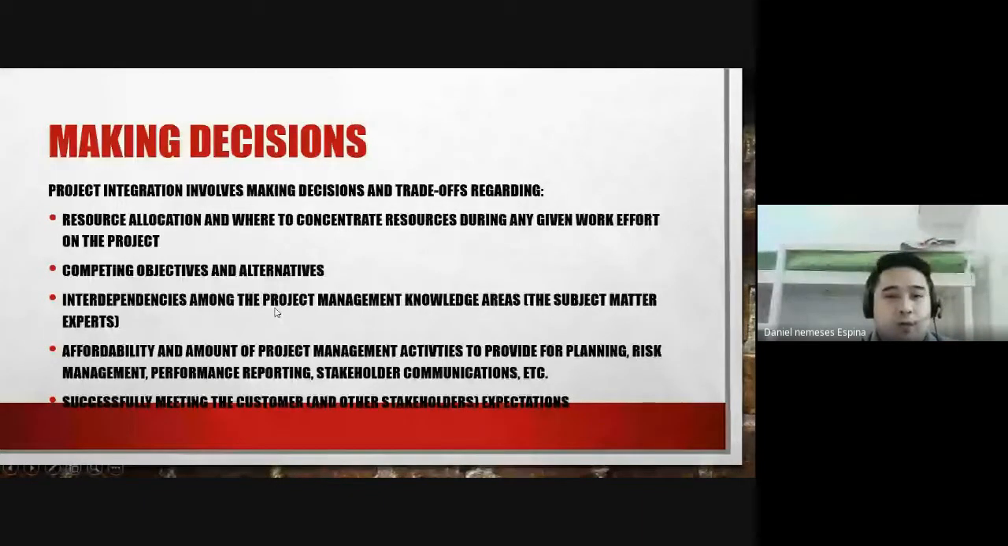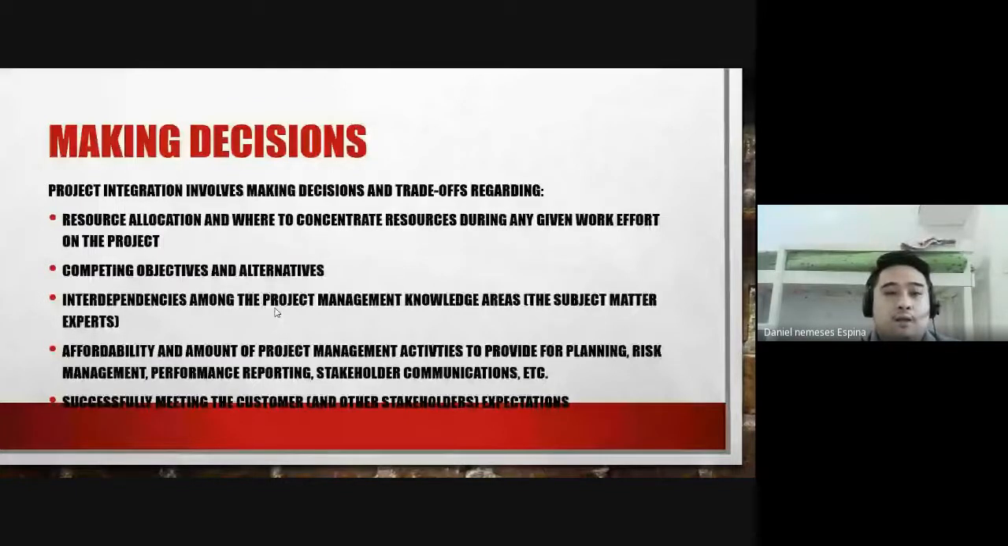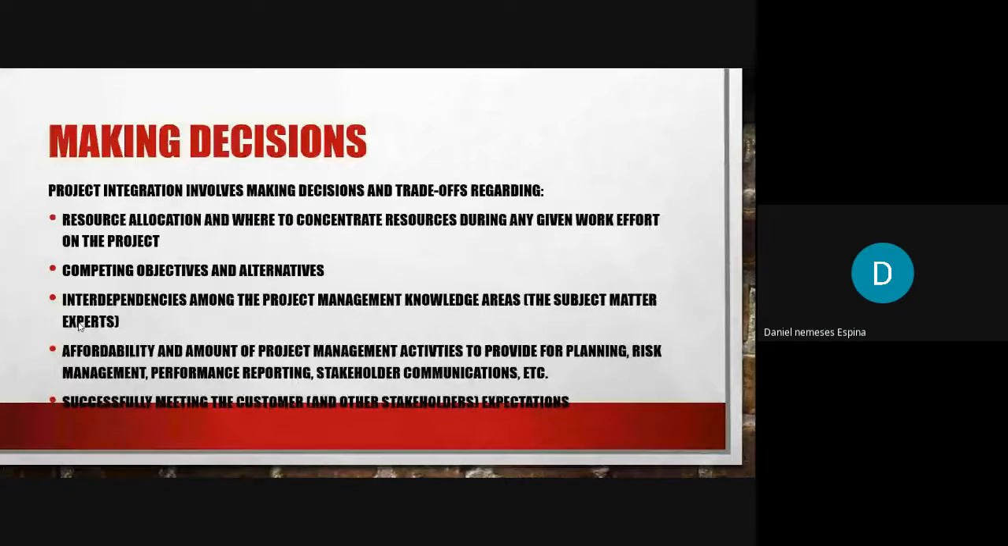Interdependencies among the project management knowledge areas. Okay. So take note that although we are discussing them separately, in practice, they are integrated. Okay. They're well integrated. So you cannot discuss project risk management without discussing the time, the quality, okay, the initiation. So the different knowledge areas are interdependent. Okay.